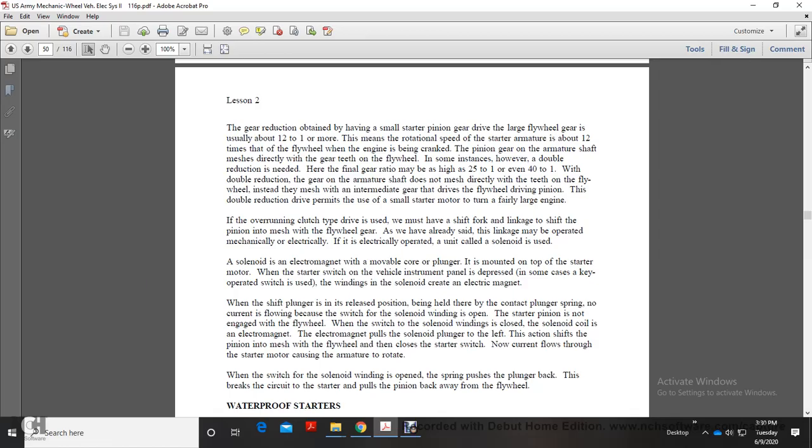Or the gear reduction operation obtained with having a smaller starter pinion. The gear drive to the larger flywheel is about 12 to 1, so the starter armature rotates about 12 times faster than the flywheel while the engine is being cranked.